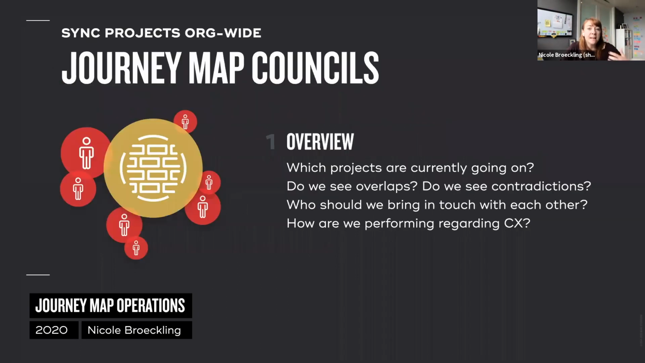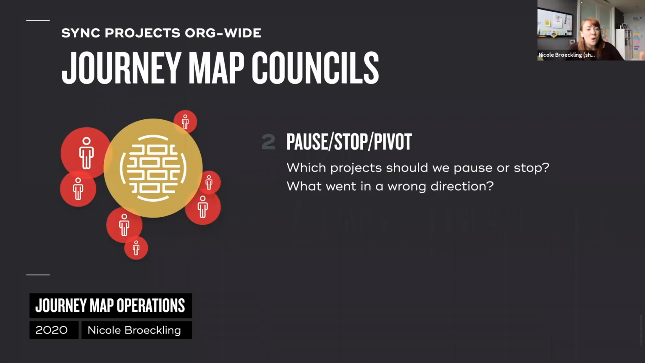And then when they come together, there is, again, this kind of conversation, Scott, I think you were getting at, which is the strategic conversation of not just seeing what's going on with everybody, but where are the overlaps? Where are the contradictions? Are there people not talking that we need to get in touch with each other early on? Let's do that. How are we performing? Are there projects we need to stop, pause till we learn more? Did something go in the wrong direction?